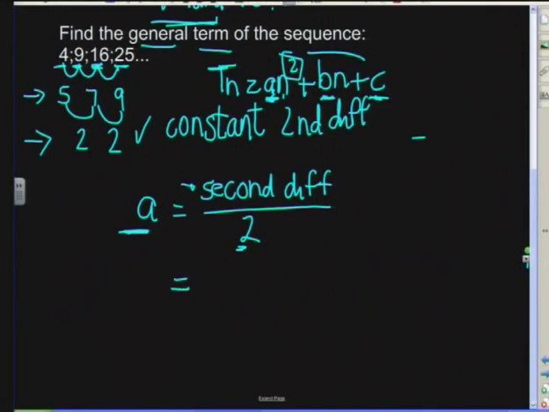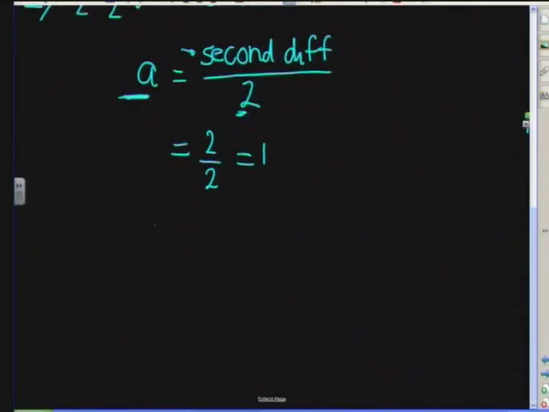So if I want a for this sequence of terms, I'm going to say my second difference, which is 2, divided by 2, and I get 1. So therefore my formula now becomes Tn is equal to, now remember a has a value of 1, so this is going to become 1n squared plus bn plus c. Okay, 1 times n squared is obviously just n squared.